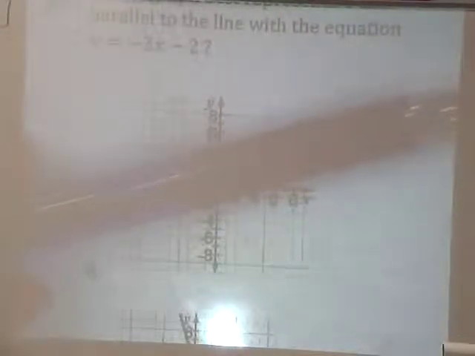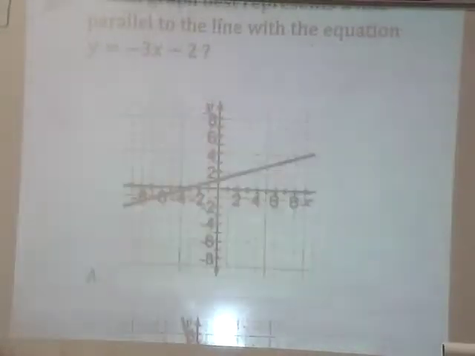Is that a positive or negative slope? If you look from left to right, it's going up, right? So that'll be positive. So it can't be that one. That one's negative. That one's positive. It can't be that one. And then the last one is also negative, right? So let's look at B and D.